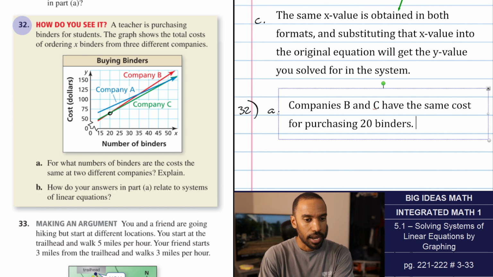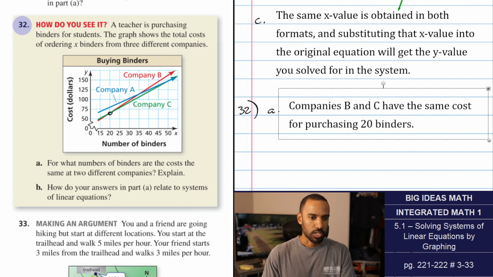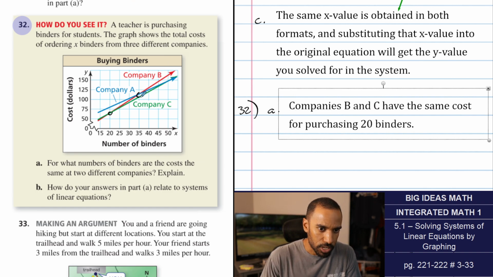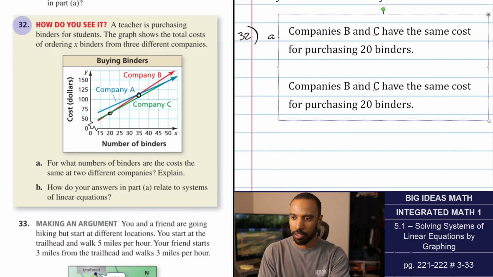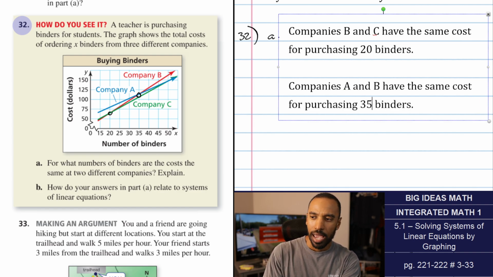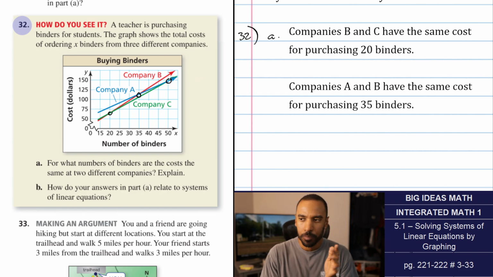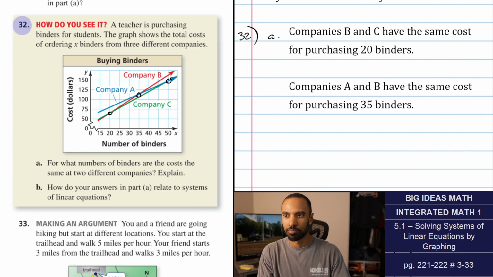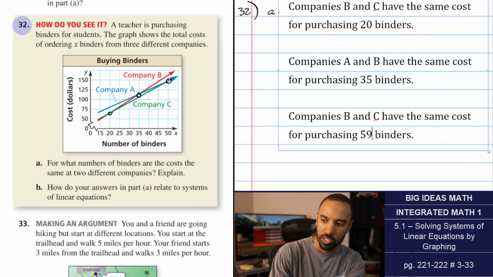They asked me, how do I see it? Now, that was B and C. They all intersect somewhere in these. A and B intersect here. It looks like 35. I'm just going to kind of copy and paste this each time. So A and B will be 35 binders. And then A and C, I think it's out here. To me, it looks like 50 binders. That's my guess. Looks like 50 binders. That's A and C.